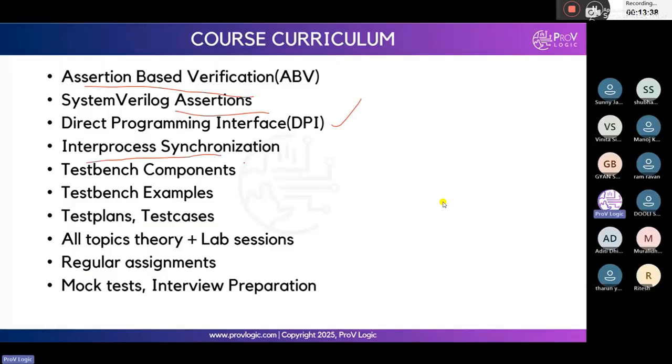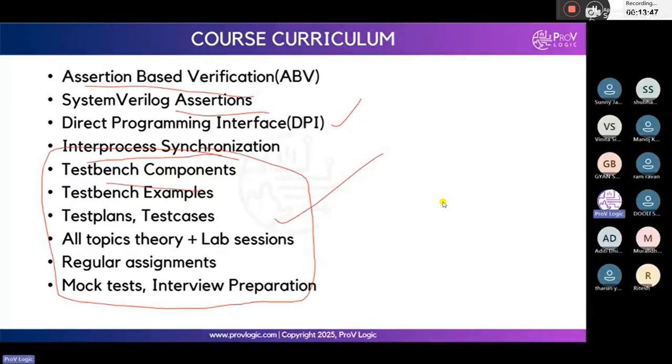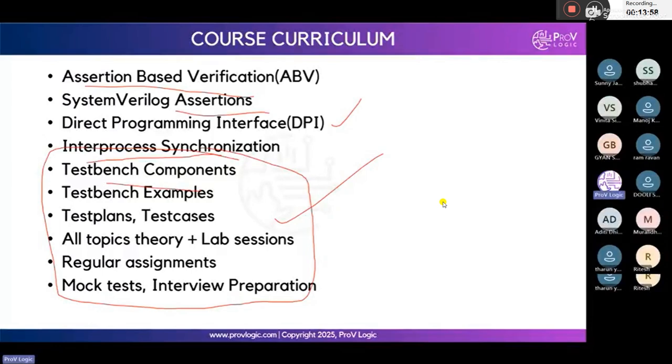Next, inter-process synchronization, and these topics are most important. Test bench components. Whatever test bench we are creating, every component you need to understand, and every component we need to design properly. Okay, so coding wise, you need to follow the syntaxes. Whenever you practice regularly, then only you can write a particular syntax without copying, without taking the reference from any other code. You can write your own syntax. Okay, and test bench examples. We will see a lot of examples of how to design the test cases and test plan.